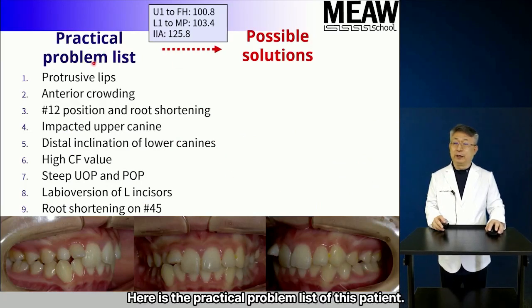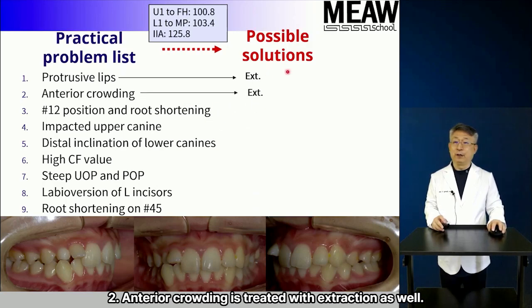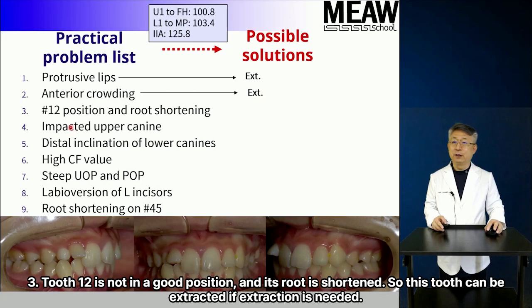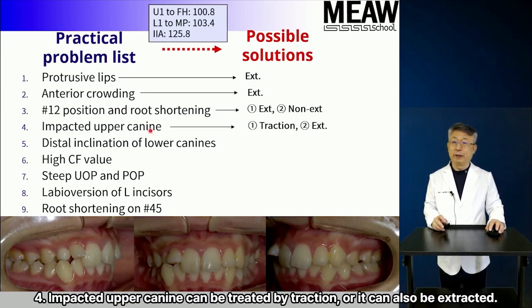Here is the practical problem list of this patient. 1. Protrusive lips are treated with extraction. 2. Anterior crowding is treated with extraction as well. 3. Tooth 12 is not in a good position, and its root is shortened. So this tooth can be extracted if extraction is needed. 4. Impacted upper canine can be treated by traction, or it can also be extracted.